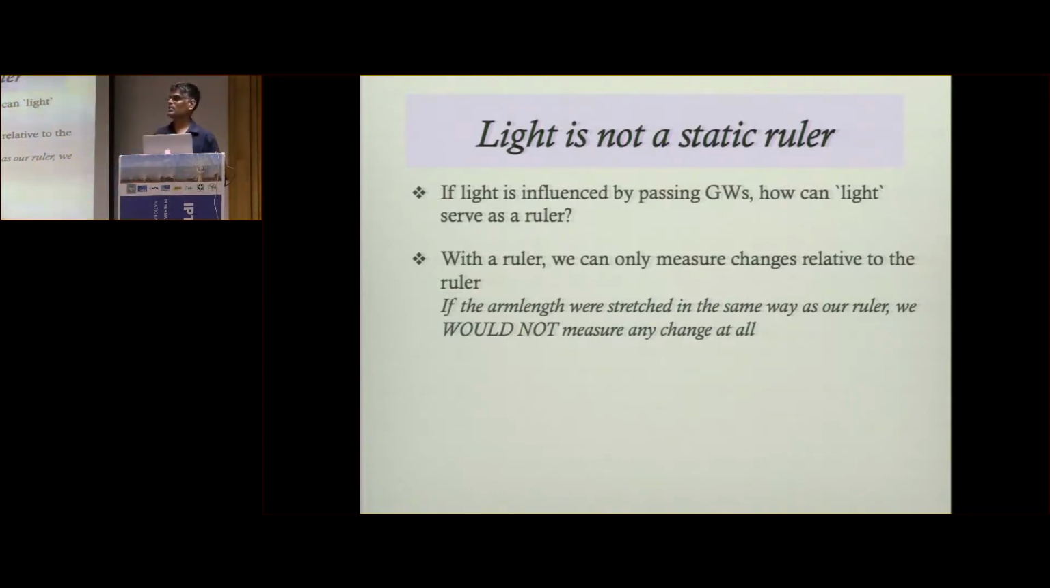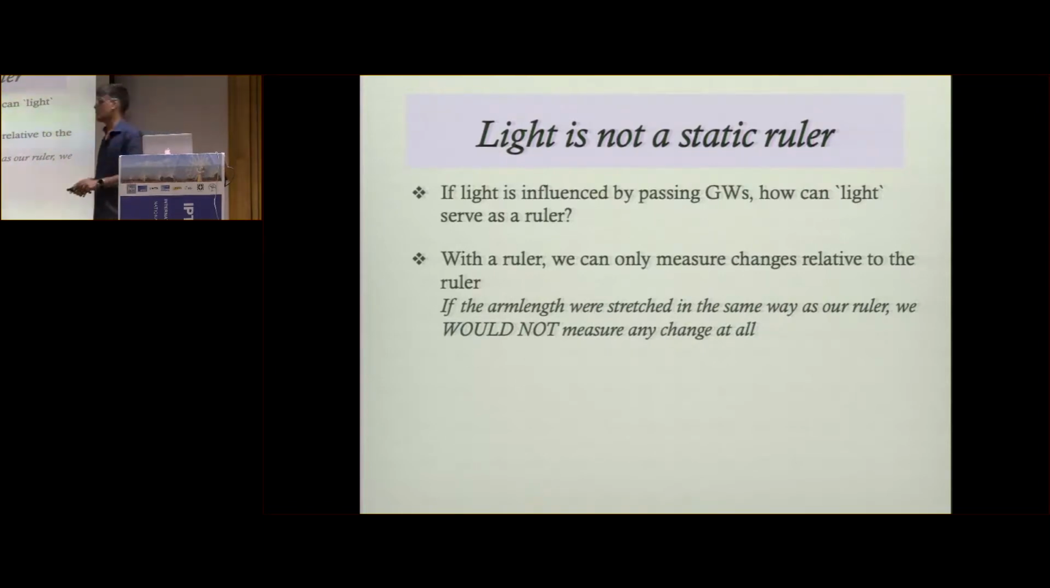So the argument is that, fine, the arms of the interferometers are getting skewed or stretched by passing gravitational waves, but we are using photons, light, to pick up gravitational waves. But if the light is also getting stretched, we are not going to see anything. If you have a ruler, of course it's a small measurement, but the ruler itself is getting influenced by passing gravitational waves. How are you going to make any measurements at all?